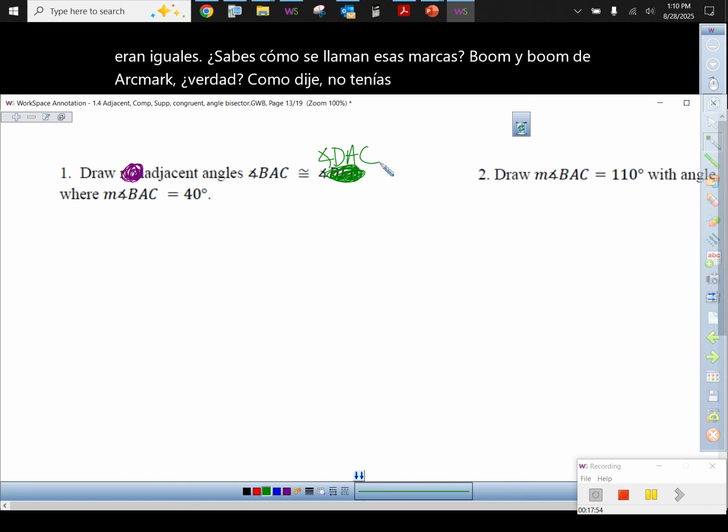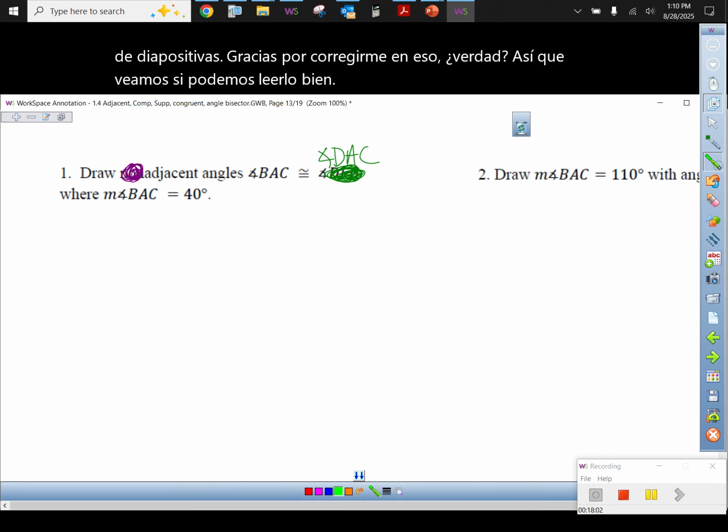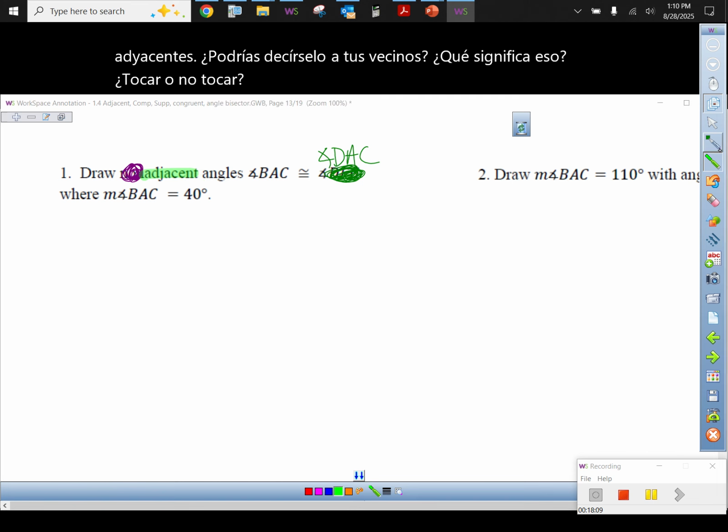So let's see if we can read it. It says, draw adjacent angles. Could you tell your neighbors, what does that mean? Touch or not touch? Cool. And then this says angle BAC. What does that mean right there? Congruent. It's a new symbol. Congruent to angle DAC. What does that M mean again in front of there? The measure of angle BAC equals 40.